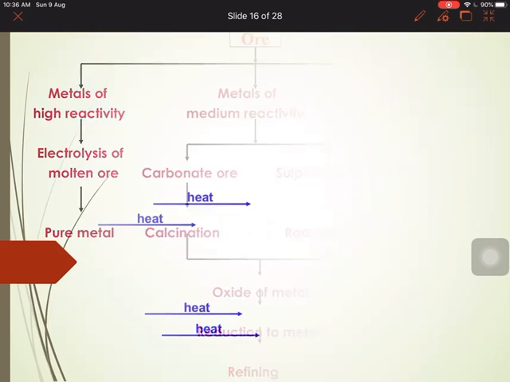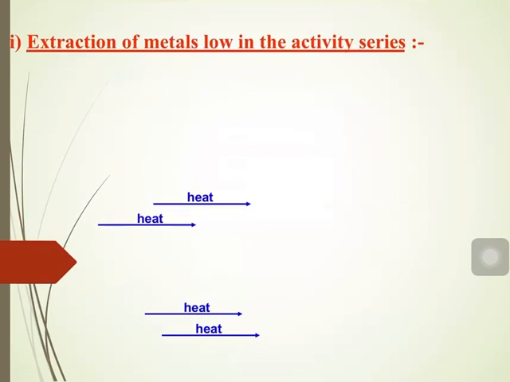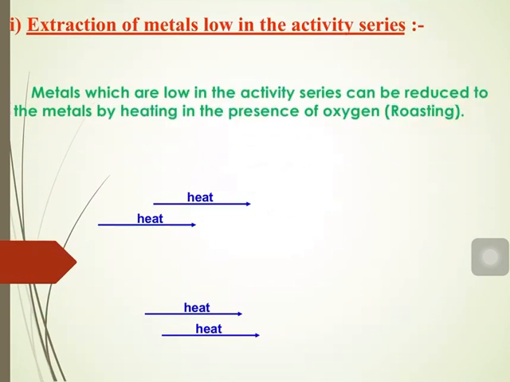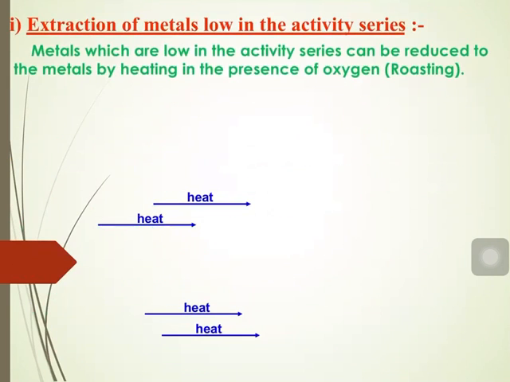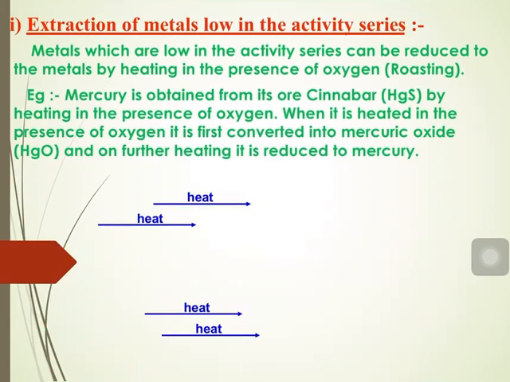Now next we'll discuss the extraction of metals which are low in the activity series or reactivity series. It is the same thing. The metals which are low in the reactivity series can be obtained by heating in the presence of oxygen. This presence of oxygen is along with high temperature, and this process is known as roasting. Like mercury: mercury is obtained from its ore known as cinnabar, and when we heat it in the presence of oxygen at high temperature, it is converted to mercuric oxide.